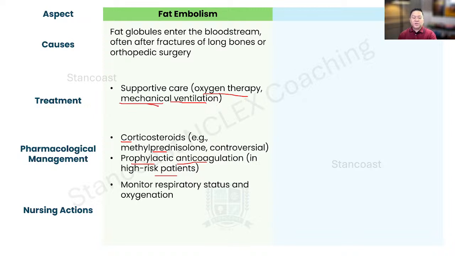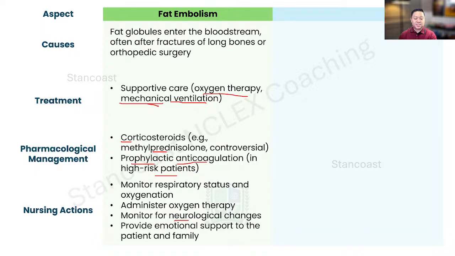Now, we're also going to monitor the patient's respiratory status and oxygenation, and this is really going to play a huge part in the nursing care. We're going to have to administer the oxygen. And of course, if there is some complication with the blood supply to the brain, you have to watch for the neurological changes. Also provide emotional support to the patient and family.